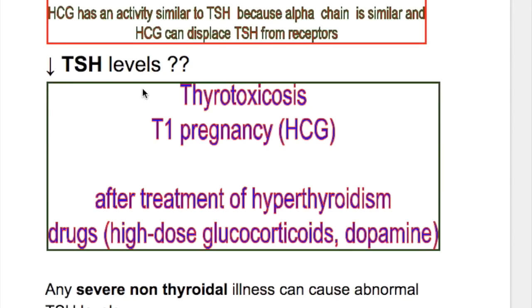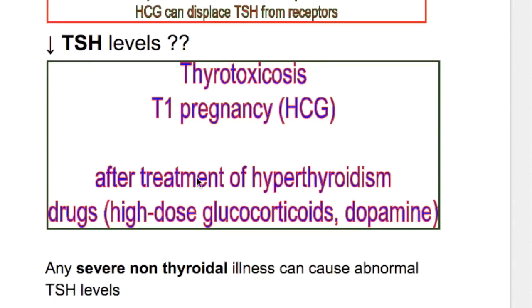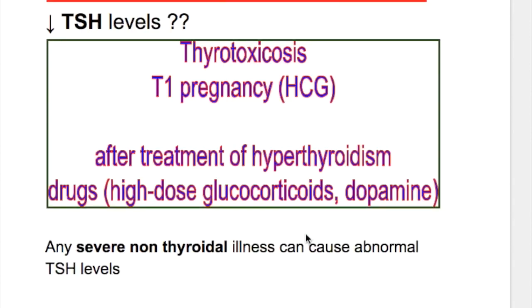What are the conditions where TSH is reduced? Thyrotoxicosis, and the first trimester of pregnancy where HCG is produced, and after treatment with antithyroid drugs in hyperthyroidism, and also the drugs high doses of glucocorticoids and dopamine decrease TSH.